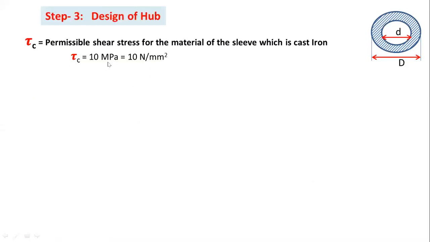Here tau C is the shear stress induced in the cast iron material. This is a flange material, so here we are using cast iron material for the flange. So tau C is the shear stress induced in the cast iron material. Now capital D equals 2 times the diameter of the shaft. That value equals 70 mm.